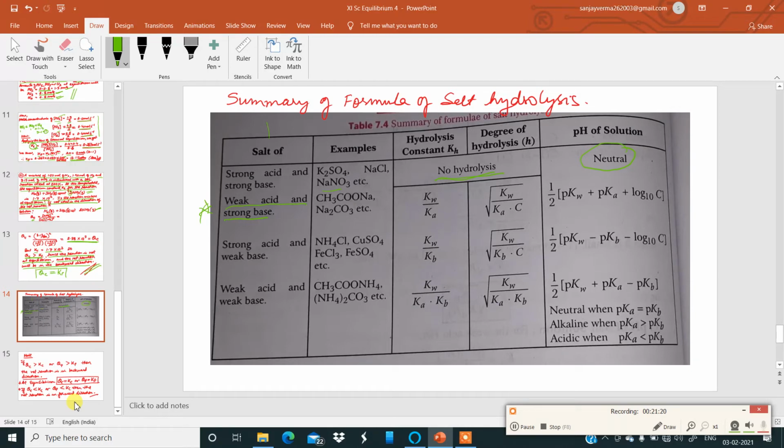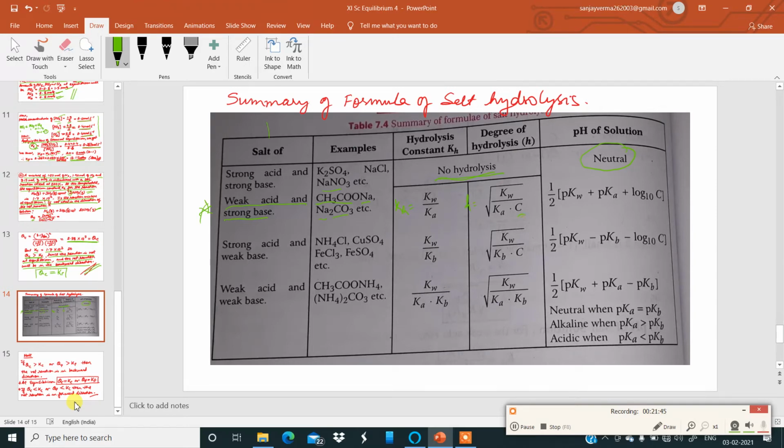Salt of a weak acid and strong base. At that time the hydrolysis constant Kh will be equal to Kw by Ka. Kw is the ionic product, and Ka is the dissociation constant of the acid. The degree of hydrolysis h will be equal to root under Kw by Ka into C.